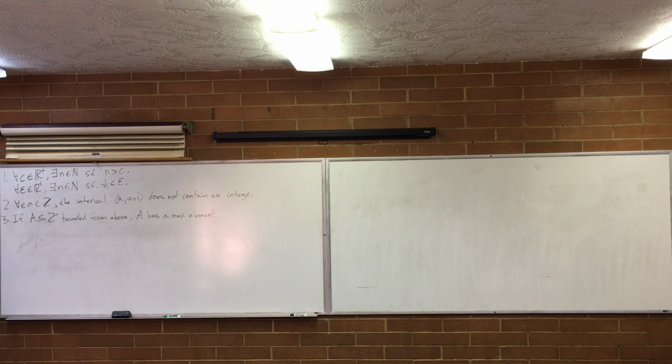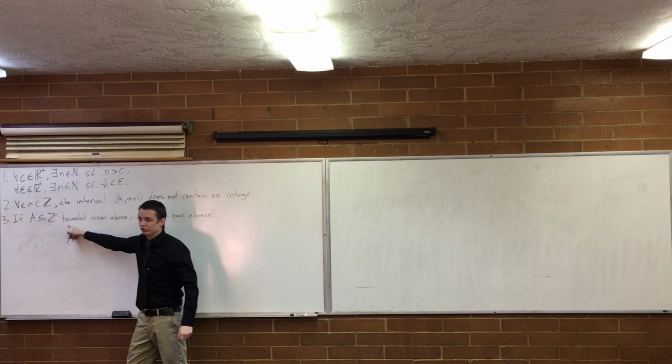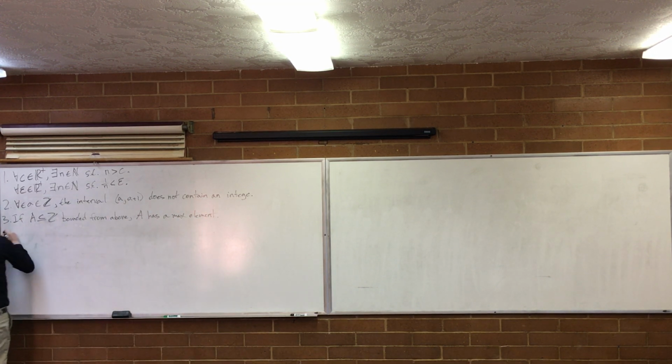So you mean bounded like it has to have a bracket? Bounded from above means it doesn't go on to infinity. 0 to 1 doesn't go on to infinity, so it's bounded from above and from below. But it doesn't have a max element. I know. It has to be a subset of integers. Good question.